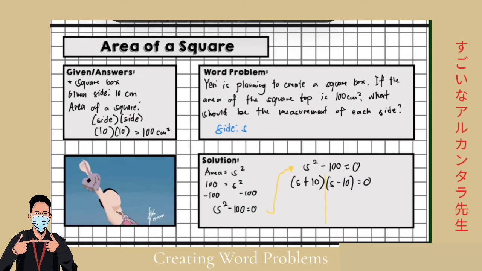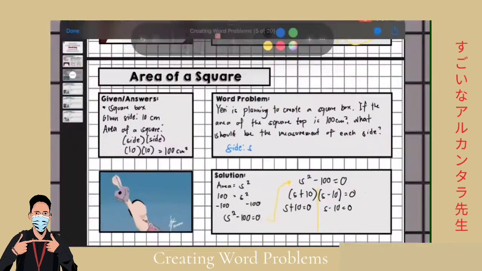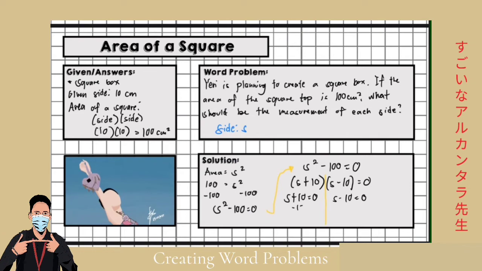Let us now equate each factor to 0. You'll have S plus 10 equal to 0, S minus 10 equal to 0. Subtract 10 from both sides. You'll get S is equal to negative 10. Add 10 to both sides. You'll get S is equal to 10. And again, we make use of the positive value. So S is equal to 10 centimeters. Each side of the said square top should be 10 centimeters.